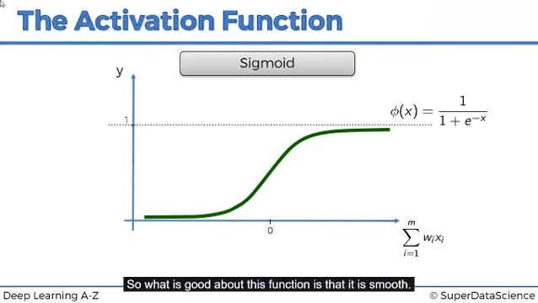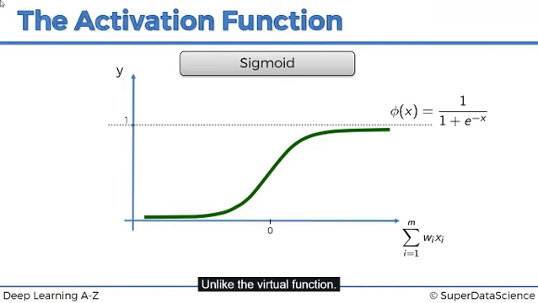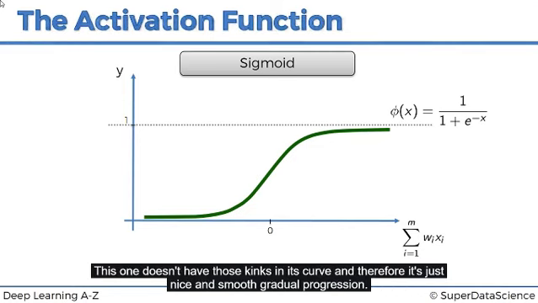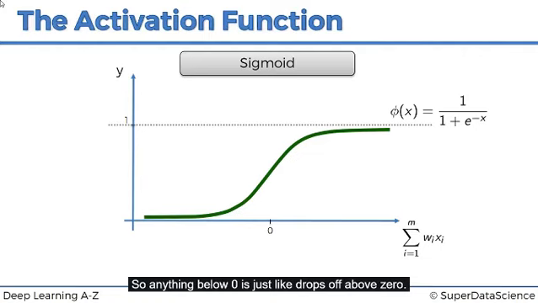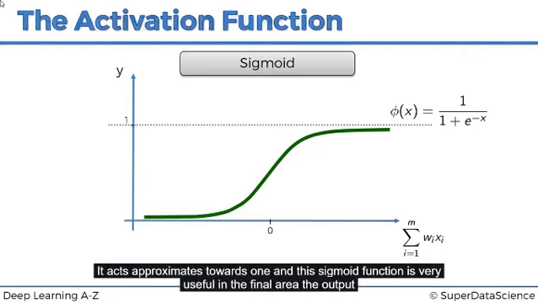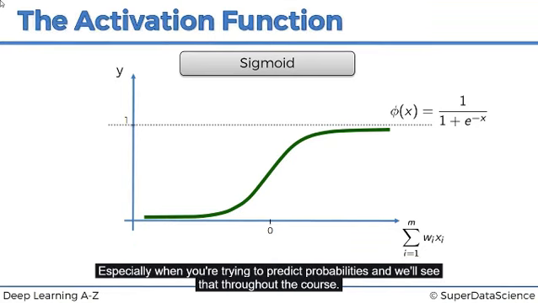What is good about this function is that it is smooth. Unlike the threshold function, this one doesn't have those kinks in its curve, and therefore it's a nice, smooth, gradual progression. So anything below 0, it just drops off. Above 0, it approximates towards 1. And this sigmoid function is very useful in the final layer, the output layer, especially when you're trying to predict probabilities, and we'll see that throughout this course.